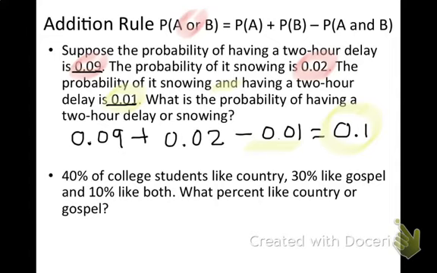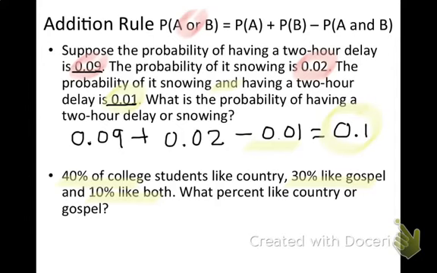40% of college students like country music, 30% like gospel, and 10% like both. So we have 40% for the first one, our A, 30% for the next one, our B, and 10% for the both, A and B.